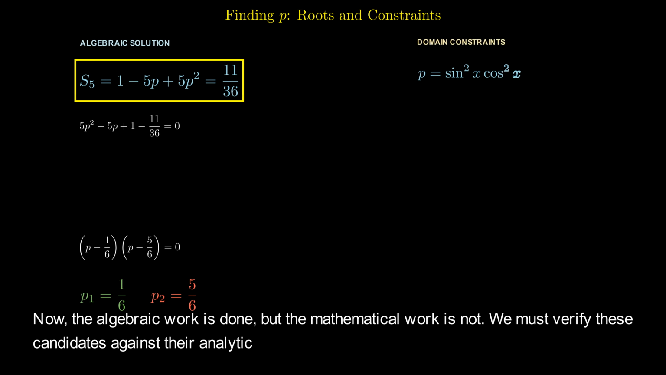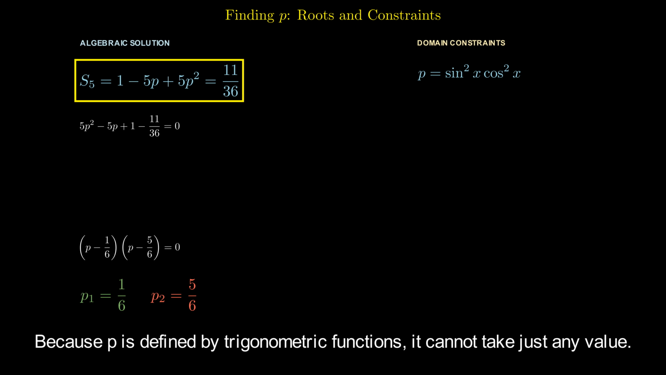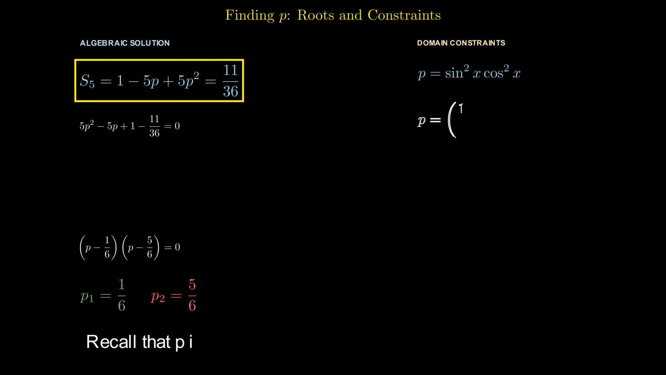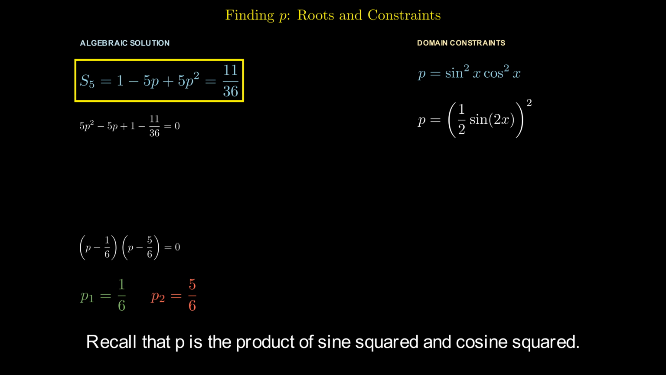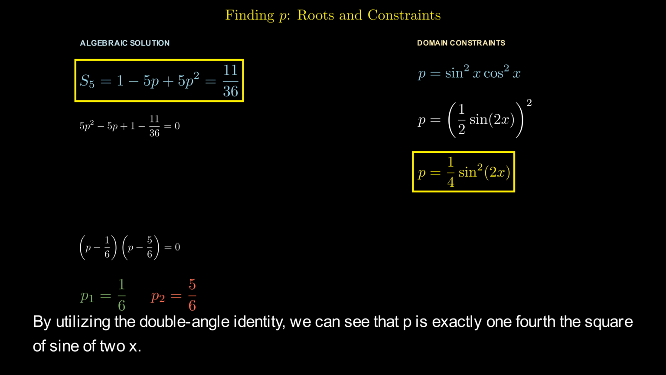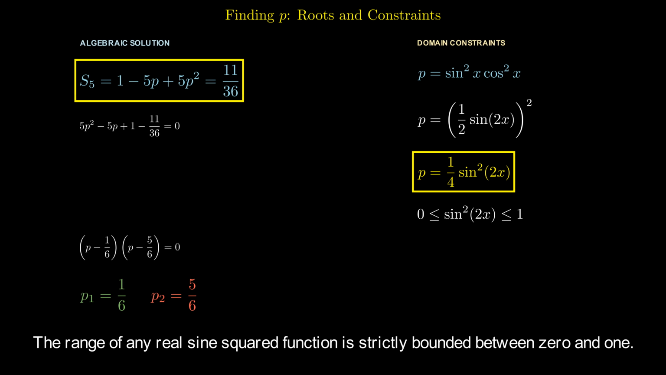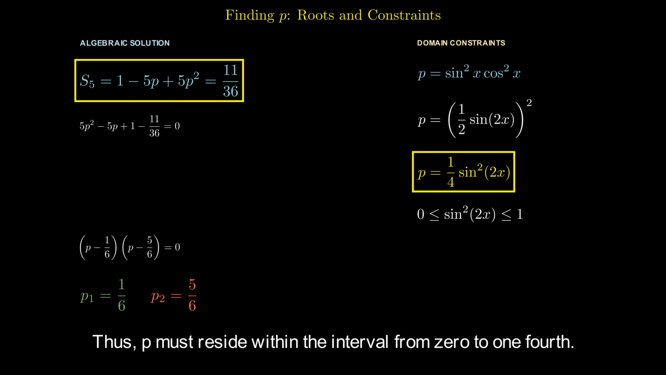Now, the algebraic work is done, but the mathematical work is not. We must verify these candidates against their analytical constraints. Because p is defined by trigonometric functions, it cannot take just any value. Recall that p is the product of sine squared and cosine squared. By utilizing the double angle identity, we can see that p is exactly 1/4 the square of sine of 2x. The range of any real sine squared function is strictly bounded between 0 and 1. Thus, p must reside within the interval from 0 to 1/4.